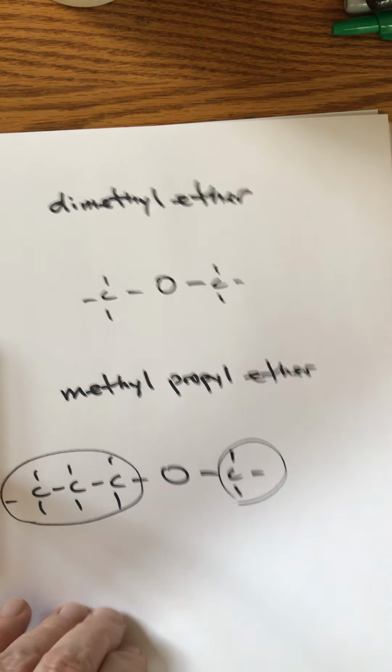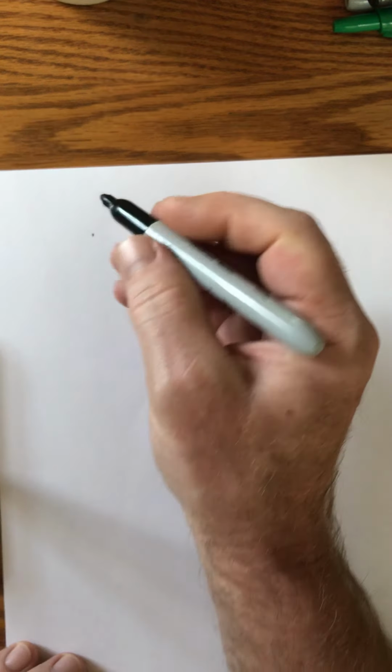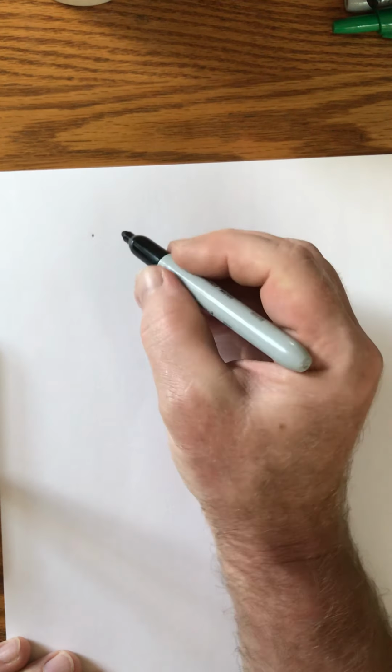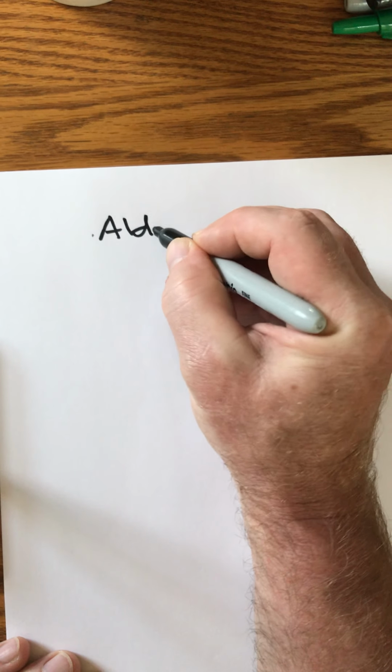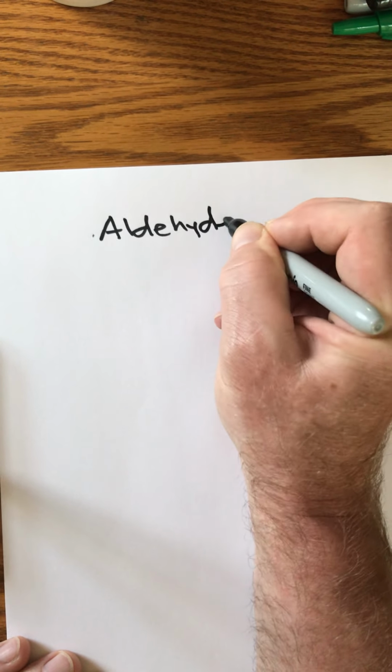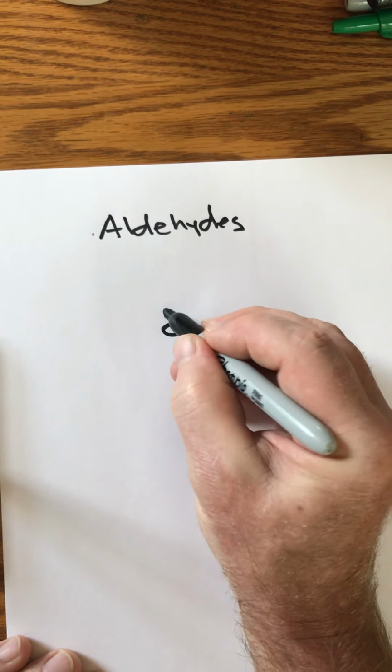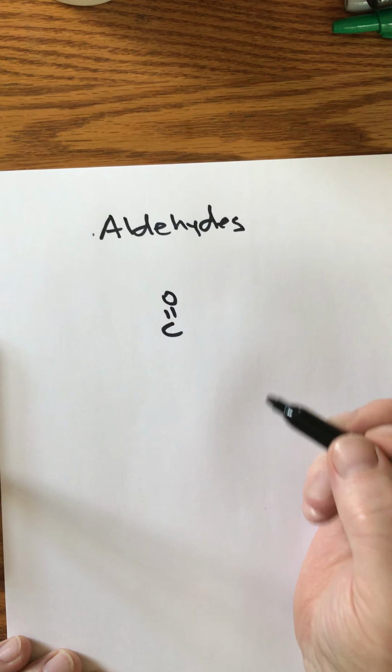Next, aldehydes. Now, aldehydes and ketones are very similar. So, aldehydes are terminal and ketones are internal. But what is terminal and what is internal? You're looking for a carbon double bonded to an oxygen.